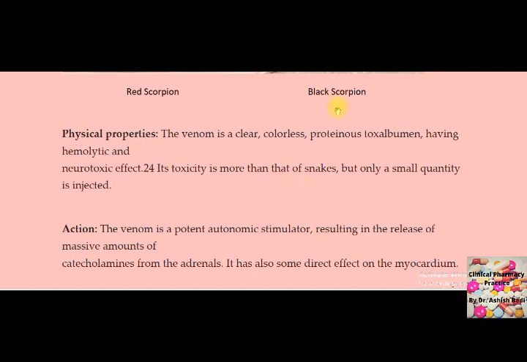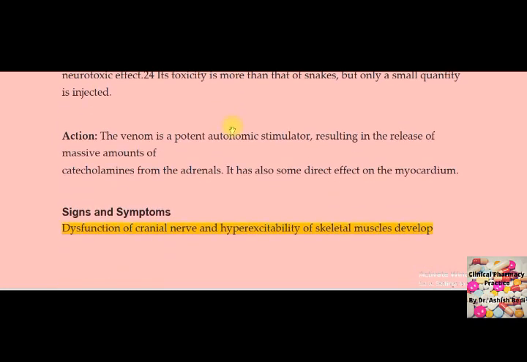But the fact is, its toxicity is more than that of a snake, but only a small quantity is injected by the scorpion. Okay. What are the actions? The venom is a potent autonomic stimulator, resulting in the release of massive amounts of catecholamines from adrenaline. It also has some direct effect on the myocardium.